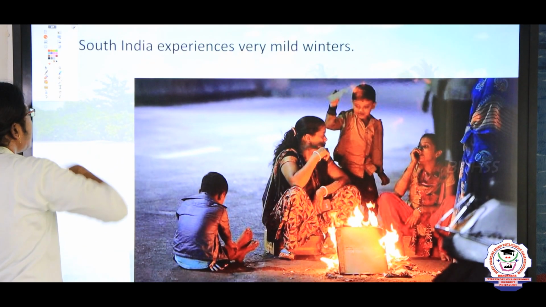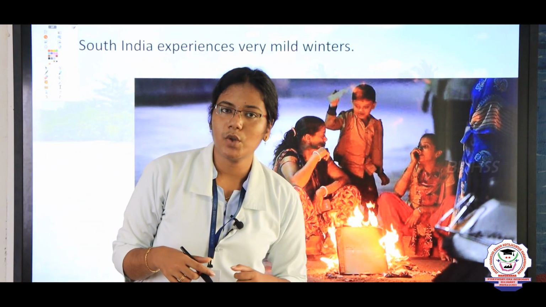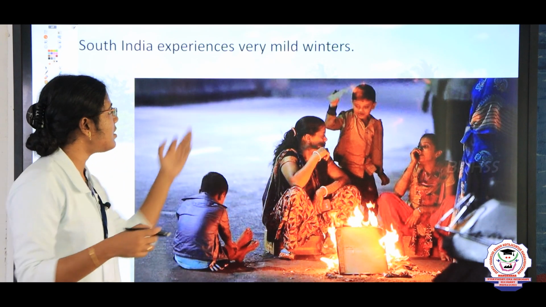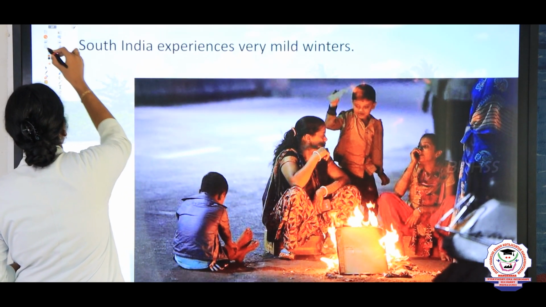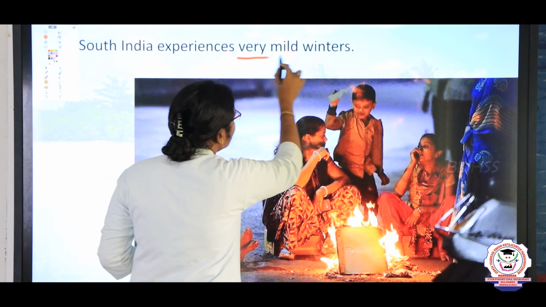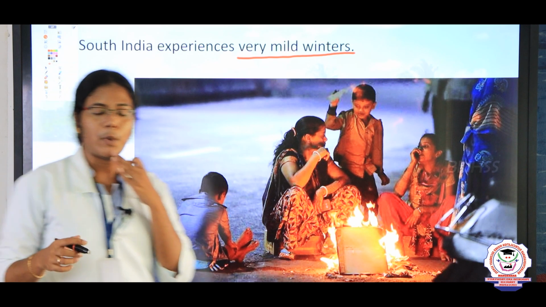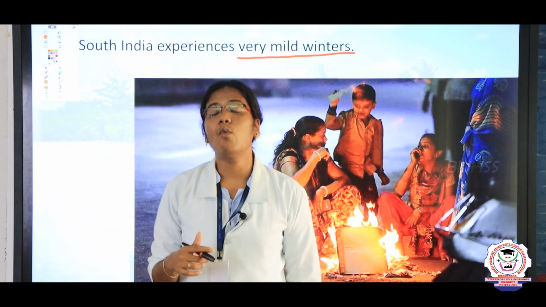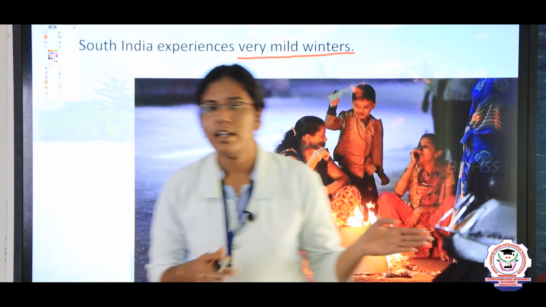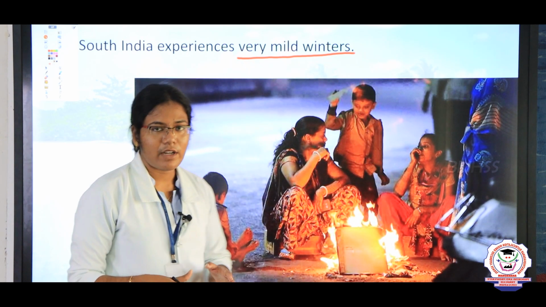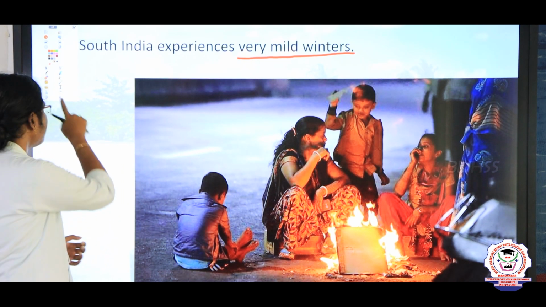But in South India, some of the South Indian states like Karnataka, Tamil Nadu and Andhra Pradesh experience very mild winters. The effect is not much for us, and we don't have snowfall. So we experience a very mild winter. To protect ourselves from the winter, people keep themselves warm. What do we do? We drink hot tea or sit near a fire for warmth. With activities like this we protect ourselves from the winter.